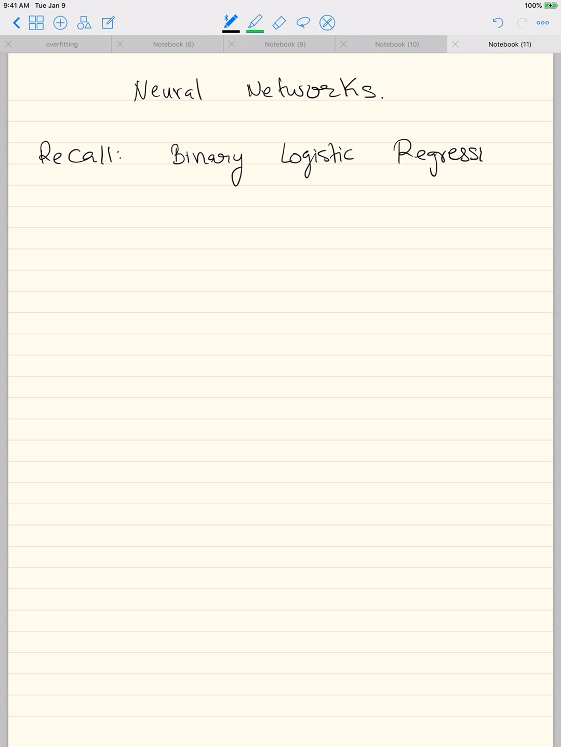So in this lecture, we will start with introduction to neural networks. So if you recall the case of binary logistic regression, we had a single layer network.